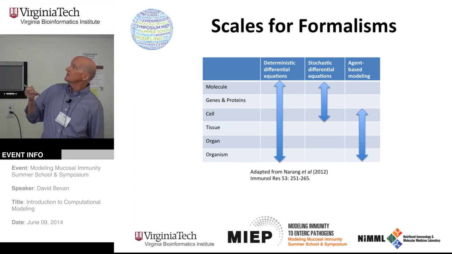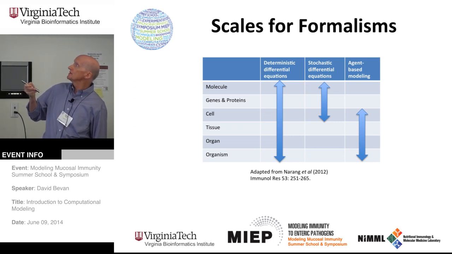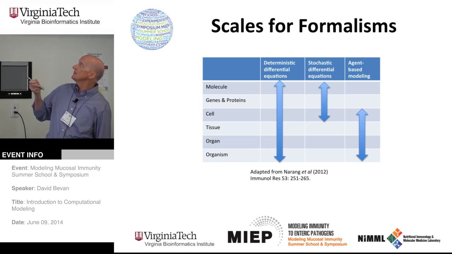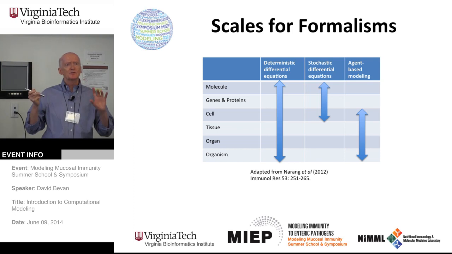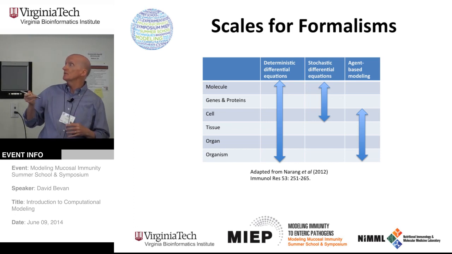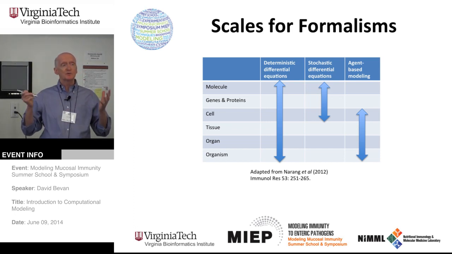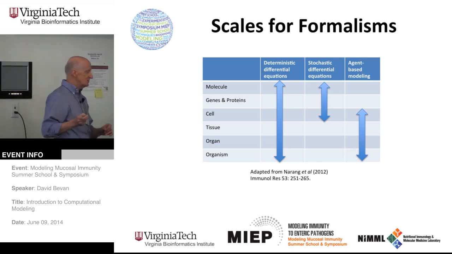There are different scales for these formalisms. Here we've got deterministic differential equations, stochastic differential equations, agent-based, and then over here, molecule up through organism. And mostly what these arrows are depicting is how these have been applied. It's not saying that they potentially couldn't be applied at some of the other scales, oftentimes due to convenience or availability of certain tools and so on. But in any case, that's kind of a general guide.